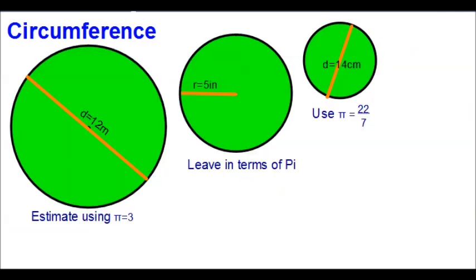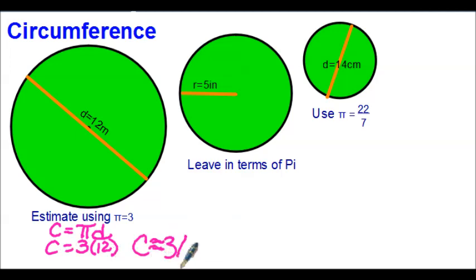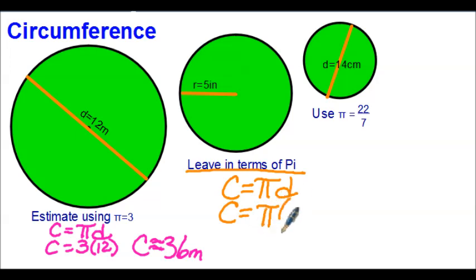Circumference might have special instructions, so you might see estimate using pi equals 3. So they're just saying, hey, about how far around is it? Follow the same steps, your formula step, your substitution step, working across, you multiply with 3 times 12, and you get 36 meters.